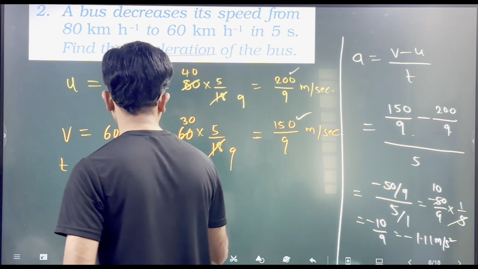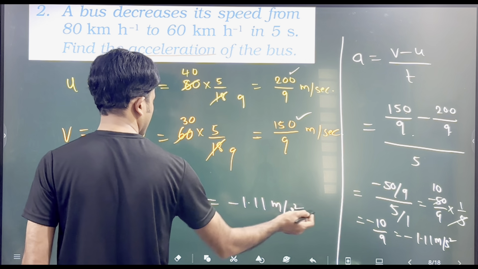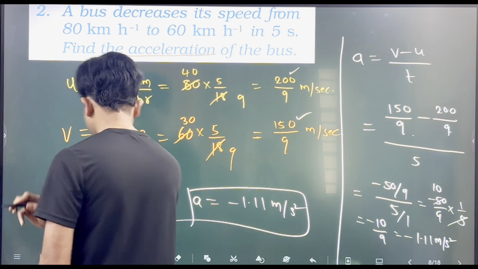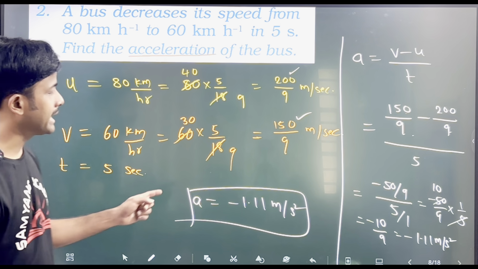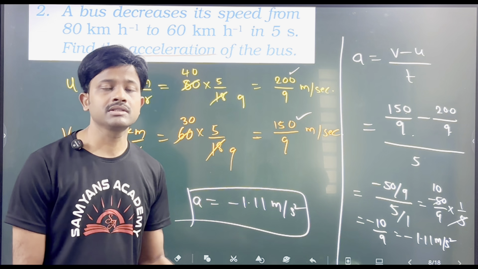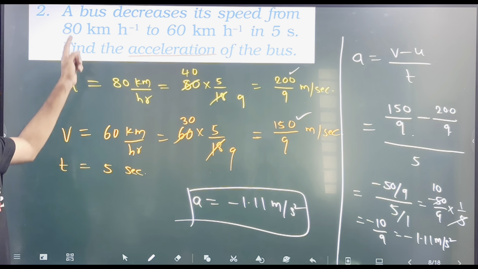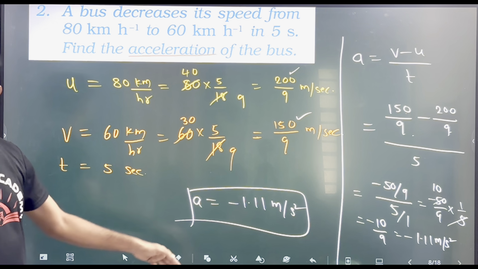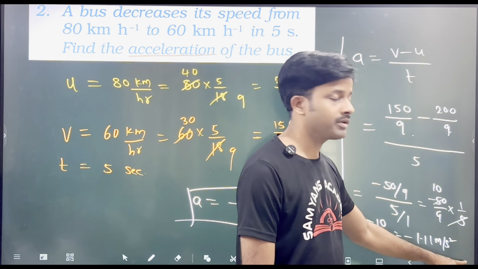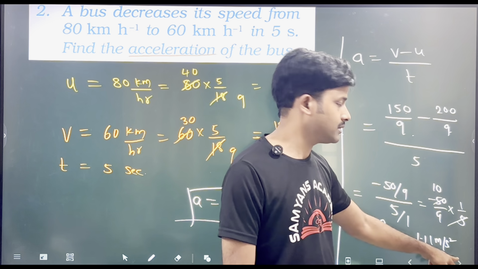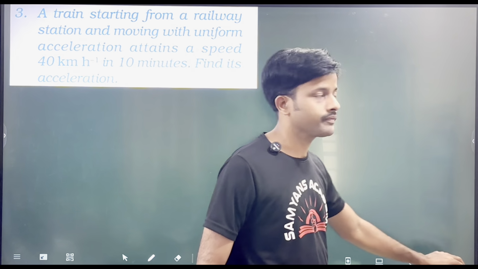The answer is here: acceleration you will get here is minus 1.11 meter per second square. Okay, this is your acceleration. Is it clear? So why does this negative indicate? The negative sign indicates this is a retardation. The bus speed is reducing. So from 80 to 60 means you will get negative acceleration. Negative acceleration is 1.11 meter per second square, or you can say the retardation value is 1.11 meter per second square. Move on to the next.